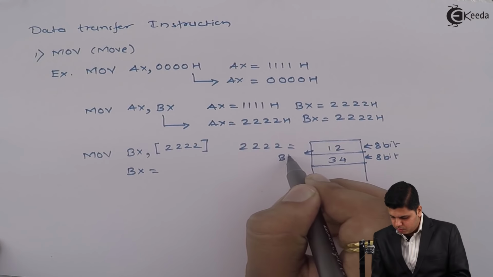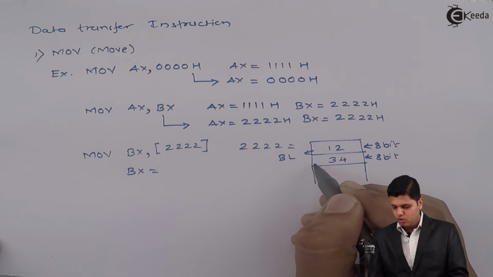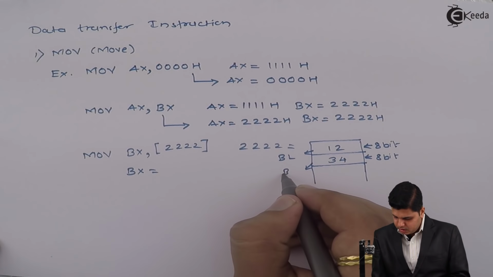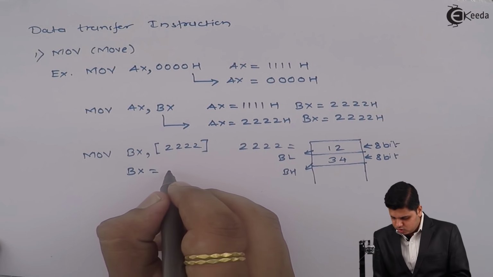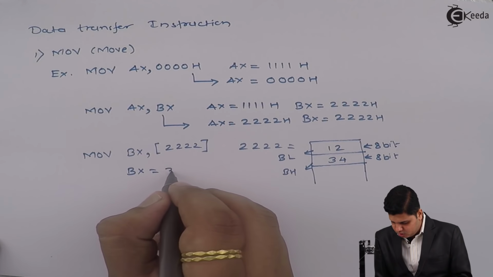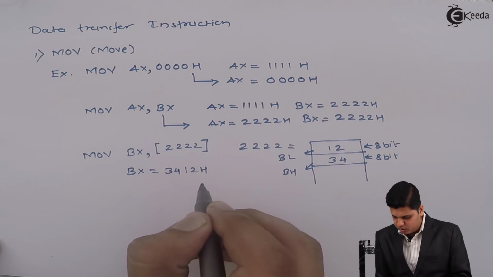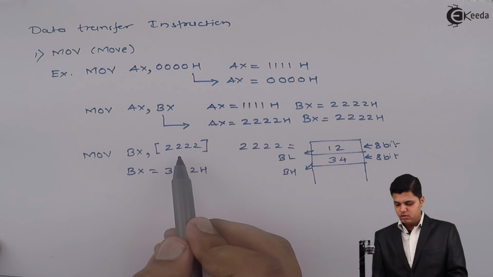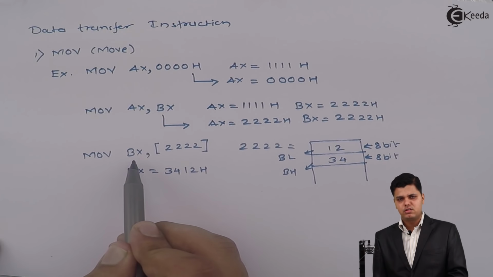Now how it is copied is nothing but after this execution the BX register becomes, this value will be moved to the BL register which is the lower significant byte, and the second value will be moved to the BH register. So the contents of BX will be 3412H. So this is how the source is 2222H and the destination is the BX register.